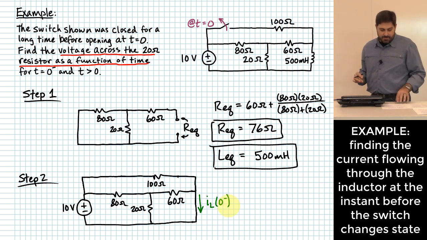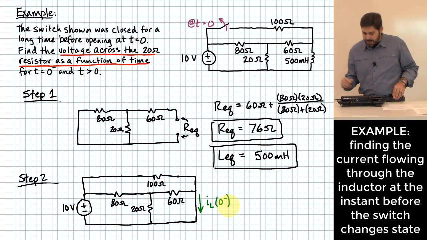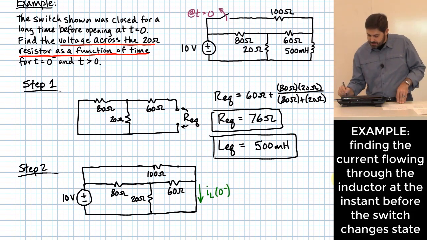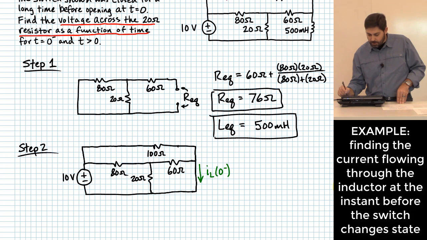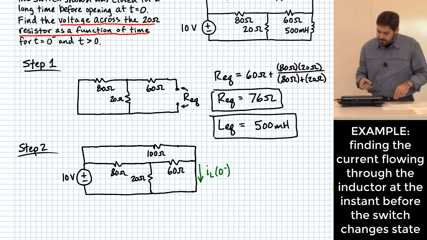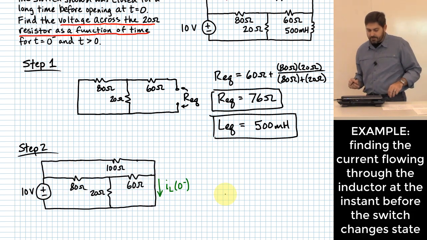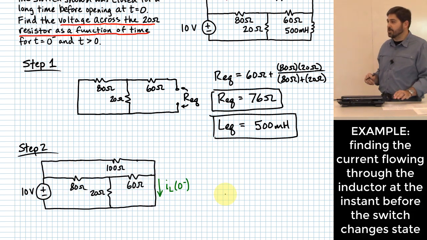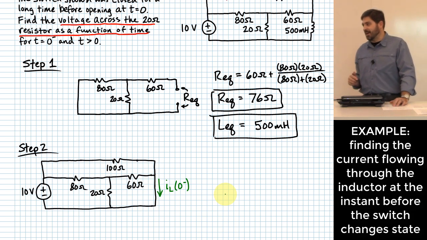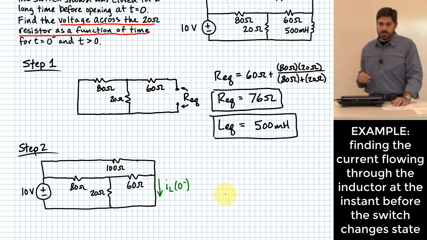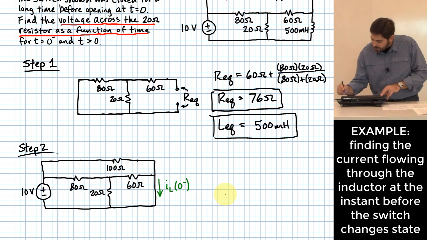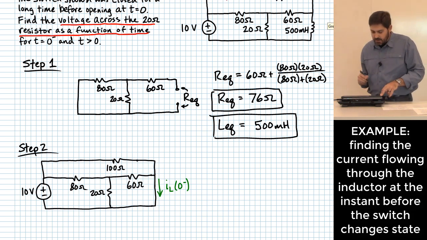How do I find that? Well, there's probably not just one answer to that question. There's probably multiple answers to that question. But what's your preference? If you're not going to have a preference, I'm going to have a preference. I like mesh for this. So if I'm going to do a mesh analysis, how do I start?